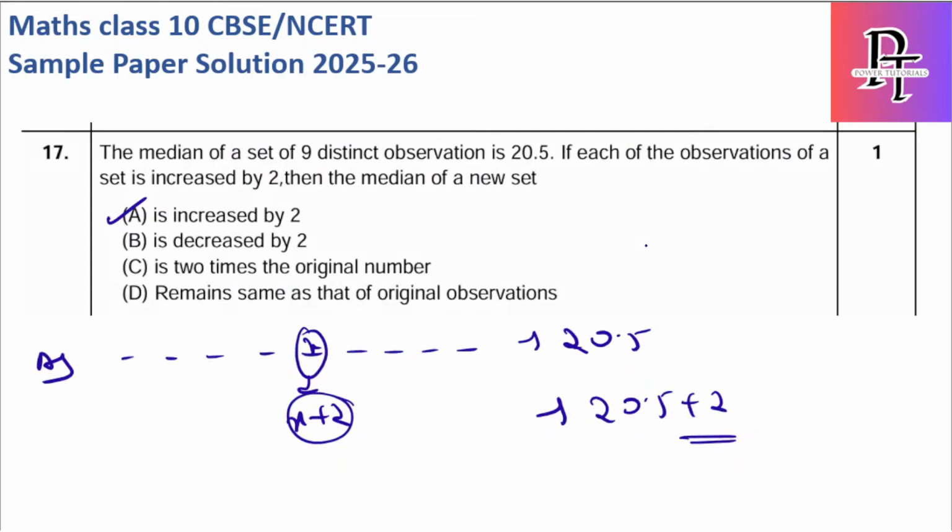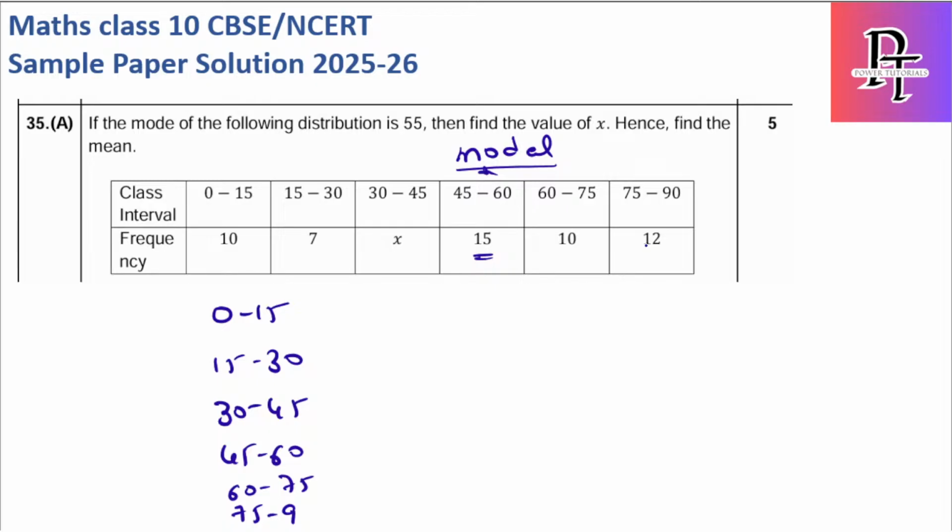And then we started with the sample paper solution. The 17th is the first MCQ from this chapter. They have provided the median of a set of numbers, and they say that it is increased by 2. What will be the new median? And then the 35th question is a famous question. There they have provided A or B. In the A question they have asked about mode and mean, and in the B part they have asked about median. They also asked how to solve it using the empirical formula.